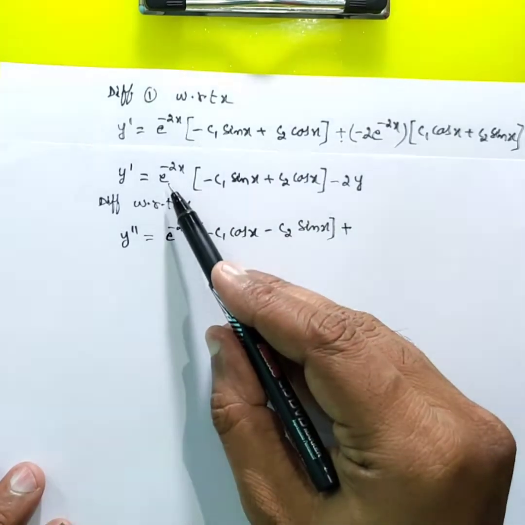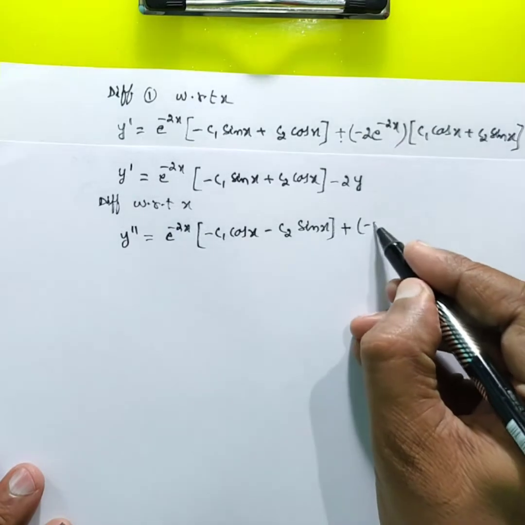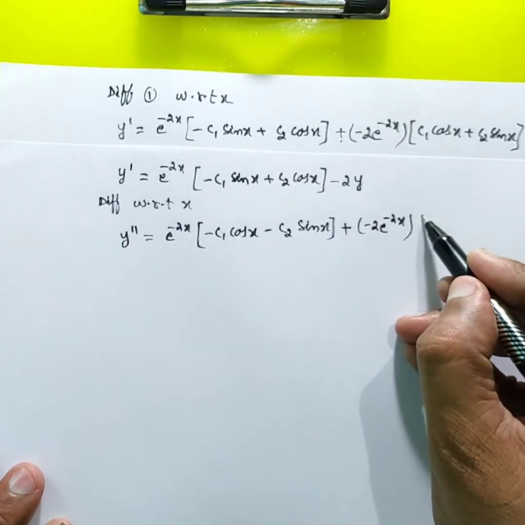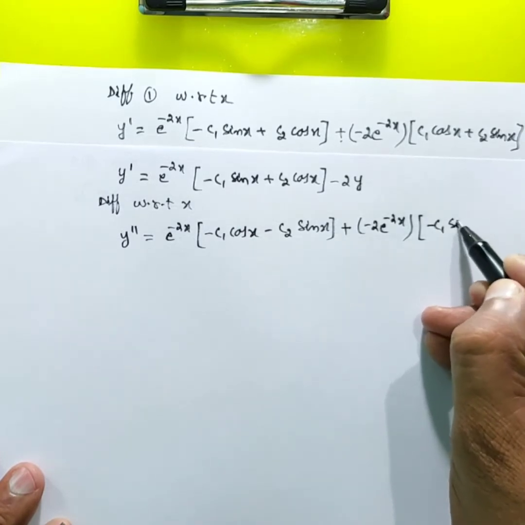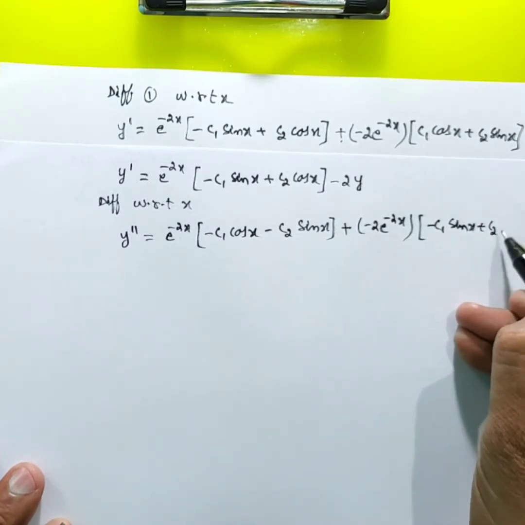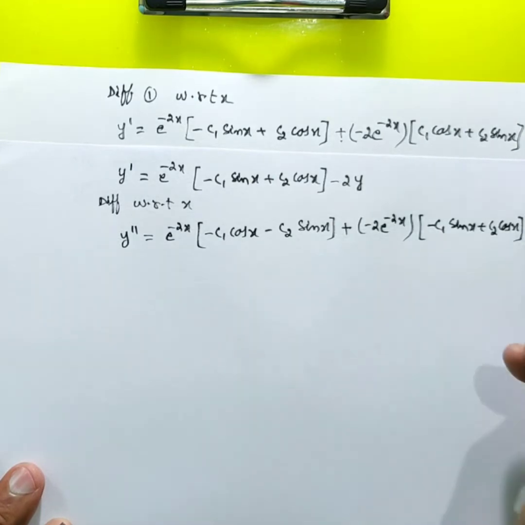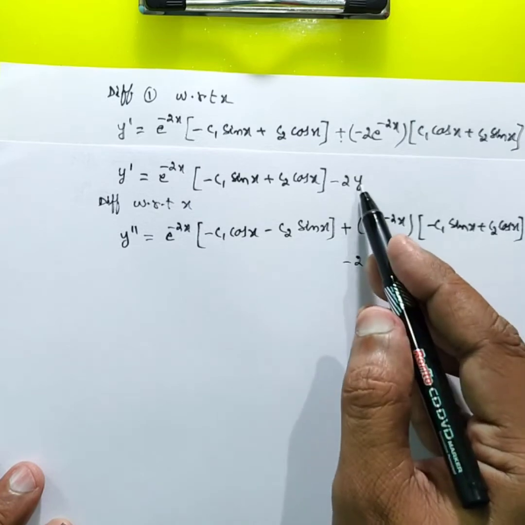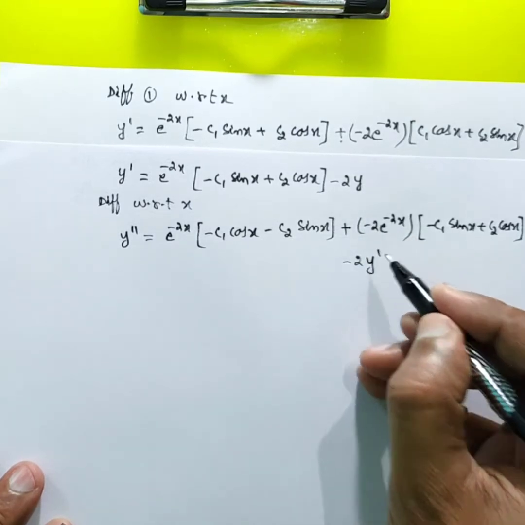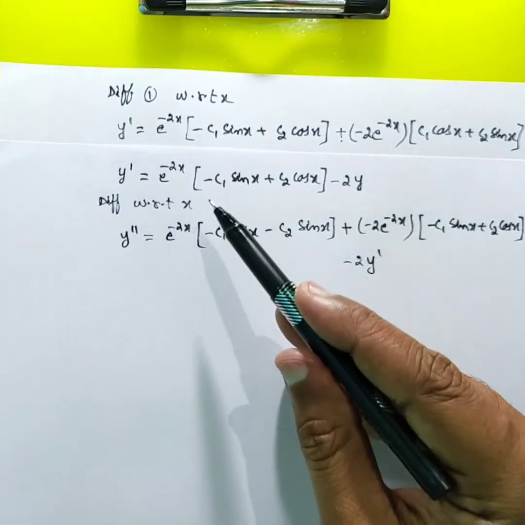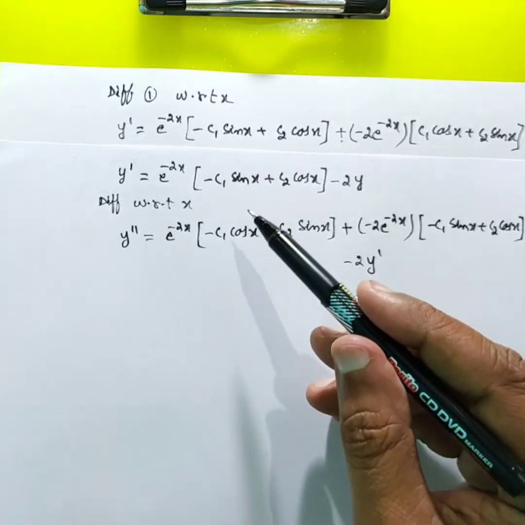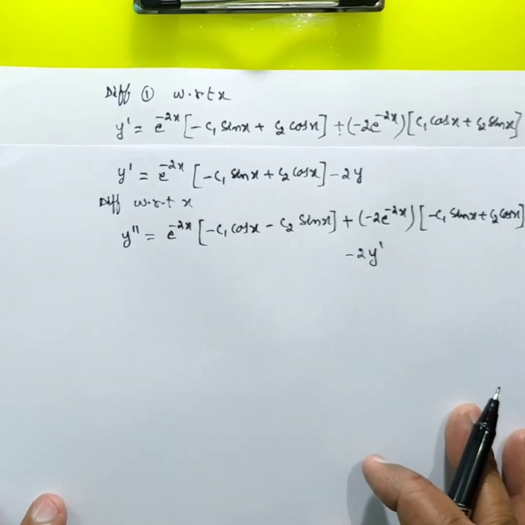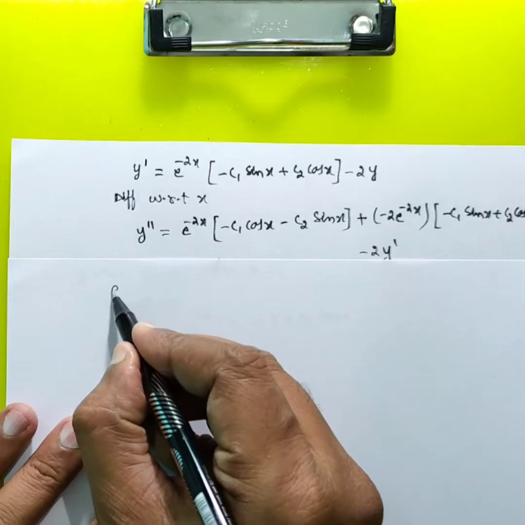Plus now differentiate e power of minus of 2x, you get minus 2 e power of minus of 2x. So keeping this expression as it is, minus c1 sine of x plus c2 cos of x. So product rule is complete. Next, minus 2 times of differentiation of y will be y dash. So we have obtained the value of y dash as well as the value of y double dash. Now go for the conditions that are given in the question.